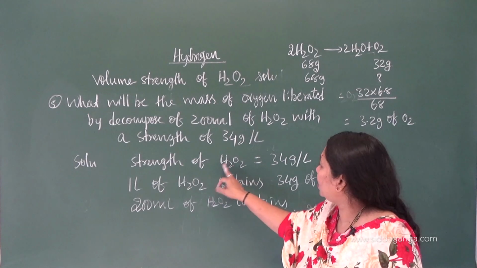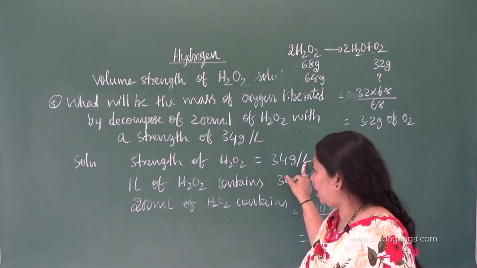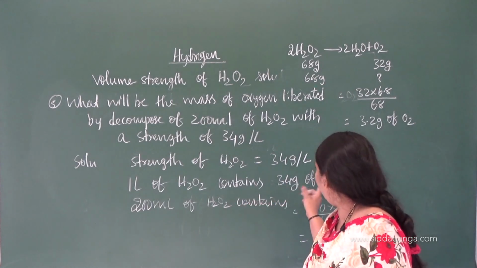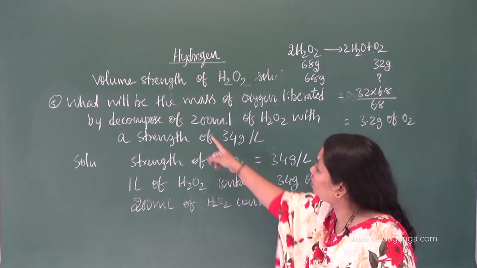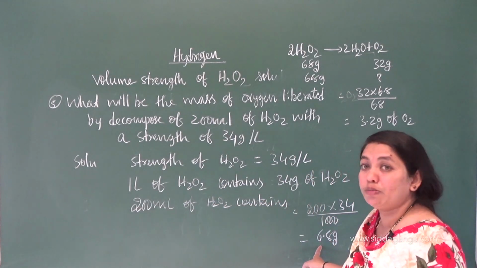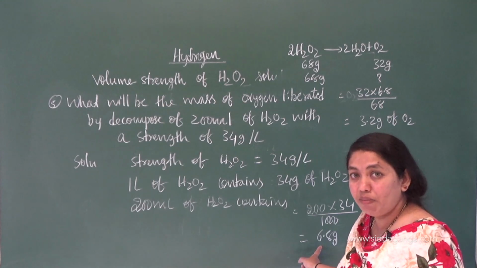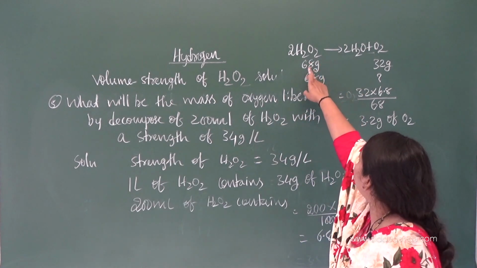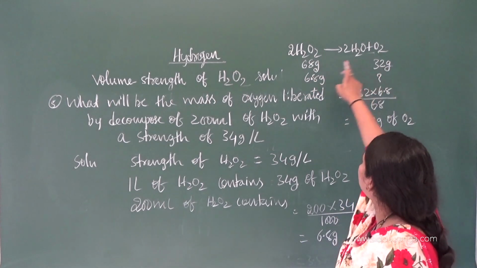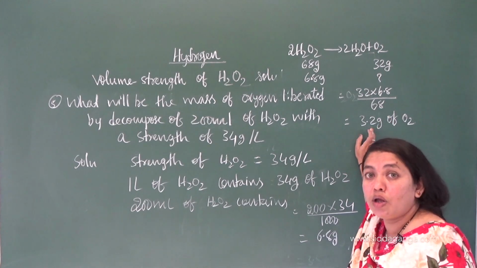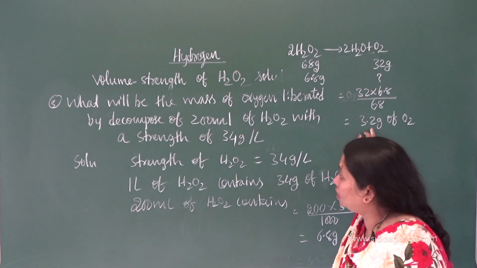So for that, the strength of H2O2 is 34 grams per liter. What is the meaning of that? 1 liter of H2O2 contains 34 grams of H2O2. Then how much do we have? 200 ml. So for 200 ml, what is the mass? 6.8 grams. Why do we have to calculate this? Because we have to calculate the mass of oxygen. So from the equation, 68 grams gives 32 grams, so how much for 6.8 grams? You are going to get 3.2 grams. I think this is enough.